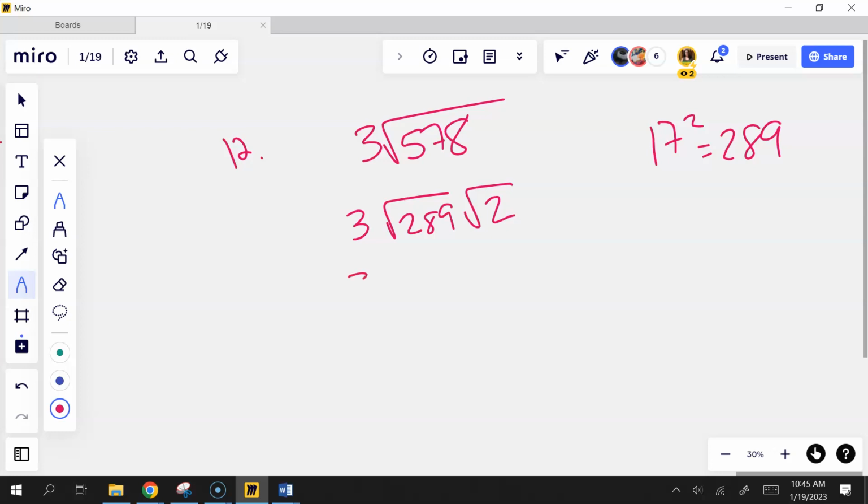17. Square root of 289 is 17. So 2 times 17 times the square root of 2.